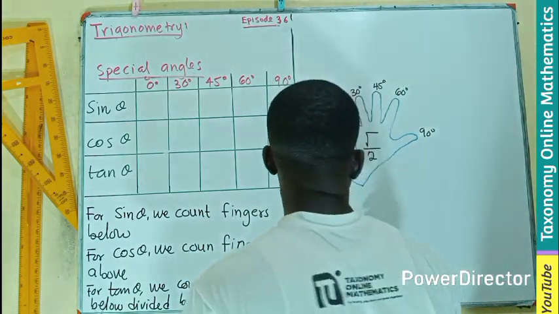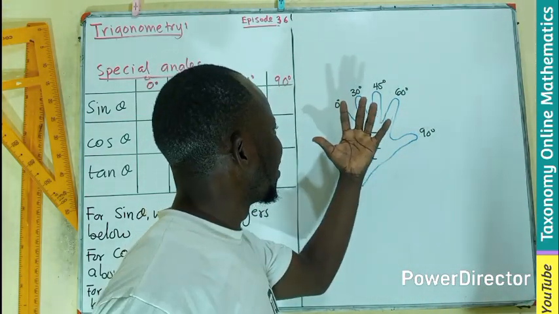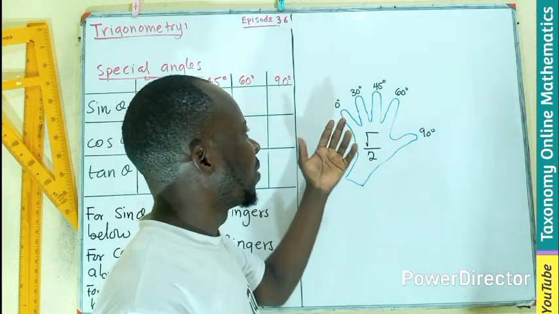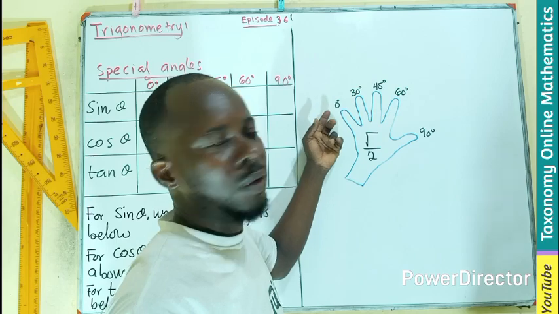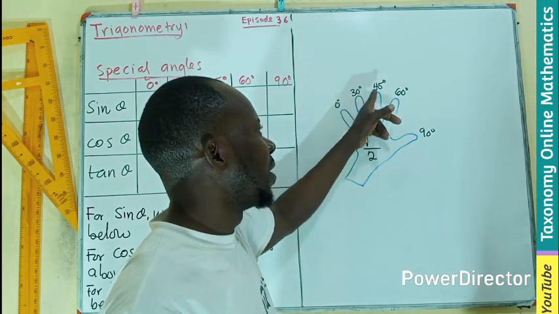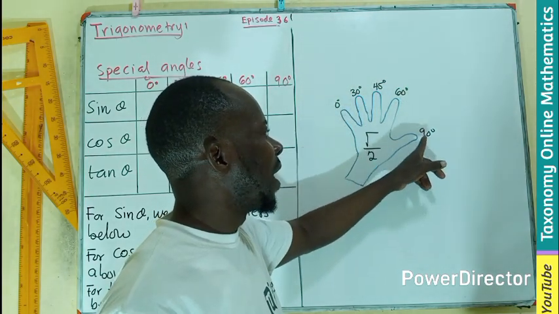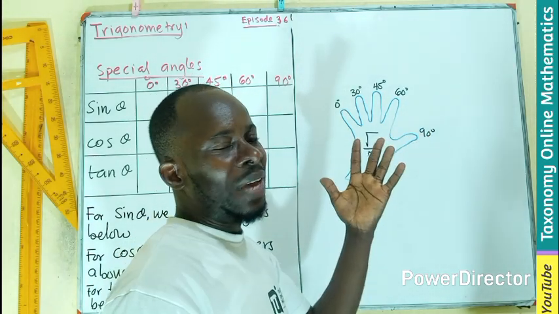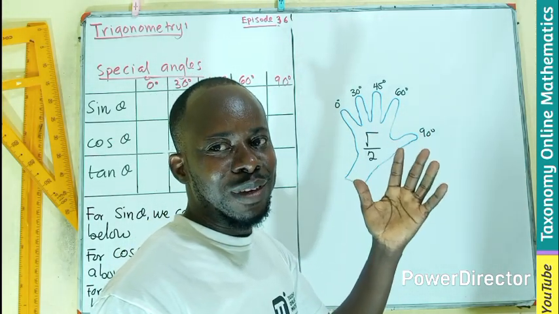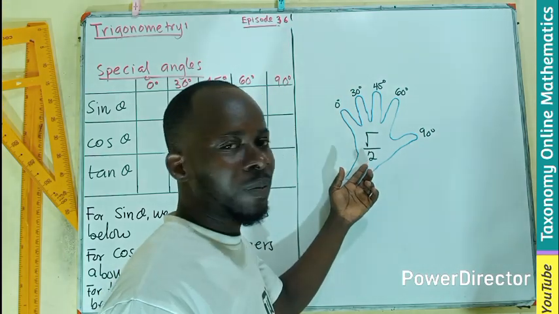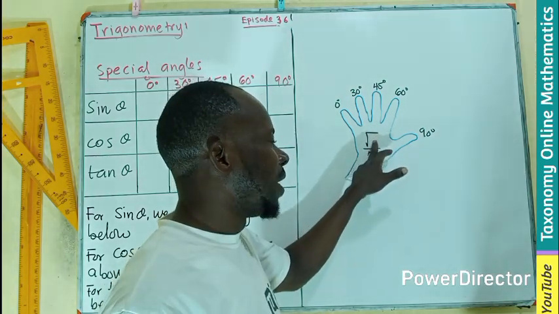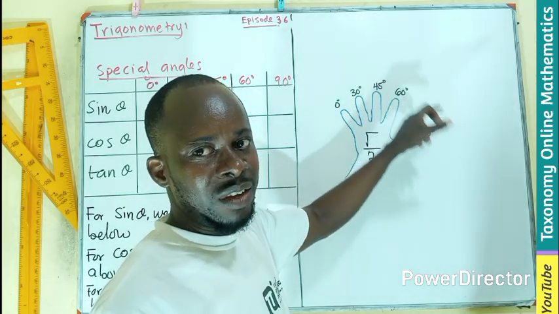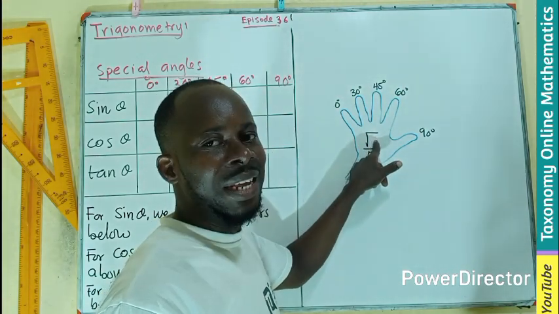Now, this is your palm. The little finger is where we start the counting from. So 0 degrees, 30, 45, 60, and 90. And within your palm, we have a square root of an empty box over 2. The empty box simply means we are going to be counting the fingers. The number of fingers we count will sit in here.